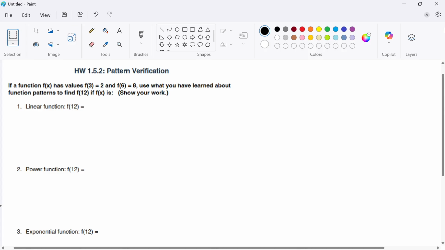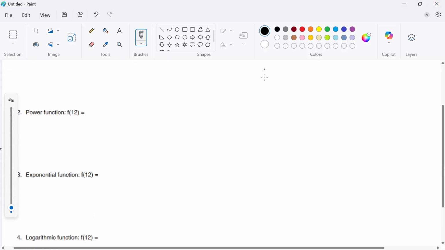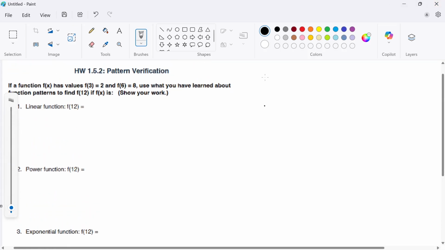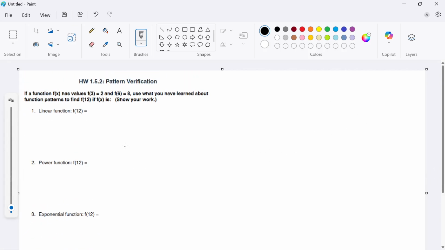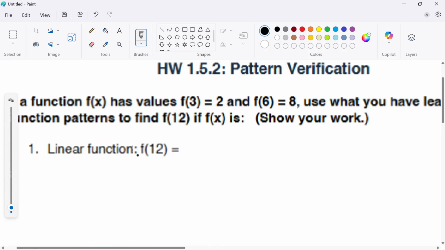This is Onramps, Precalculus Onramps, homework 1.5.2 pattern verification. It says if a function f of x has values f of 3 equals 2 and f of 6 equals 8, use what you have learned about function patterns to find f of 12 if f of x is, and then different types of functions. First of all, I've got to zoom in on this so I can see it.